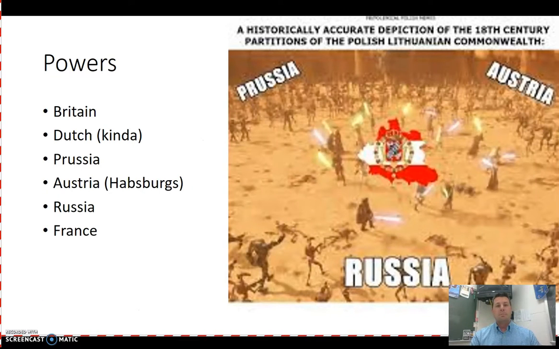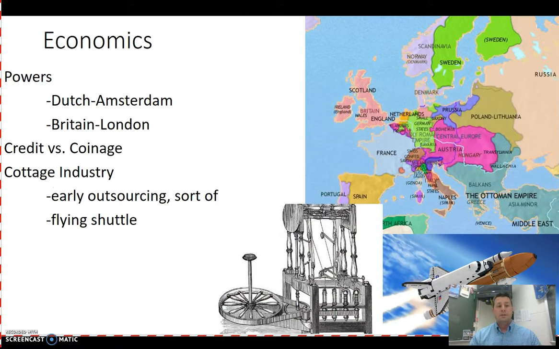So powers during this time period, as we've discussed previously, included Britain, Prussia, Austria, Russia, and France. Those are the five main ones. I included the Dutch in here, kind of, sort of. While they are declining, the capital of Amsterdam is still the economic power and really is going to be the economic center, the economic hub of Europe, all the way up into the early part of the 1800s when London finally surpasses it.